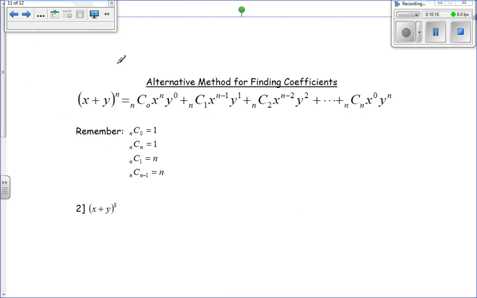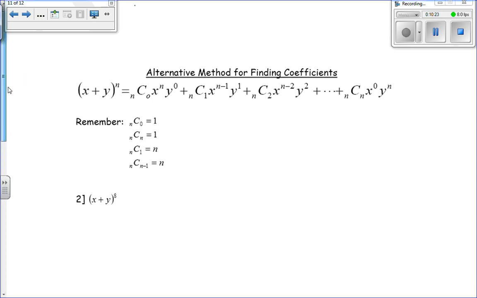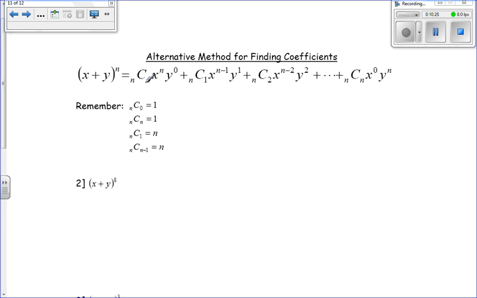So let's try and find some expansions here. This is the formula that you use. Kind of long and drawn out. Sometimes I think it's just easier to remember the pattern of the numbers than it is to actually try to remember a formula. So we need to remember that NC0 is 1, NCN is 1, NC1 is n, and NC(N minus 1) is also n. It's just helpful when we're doing this.